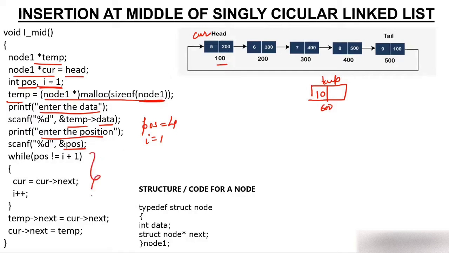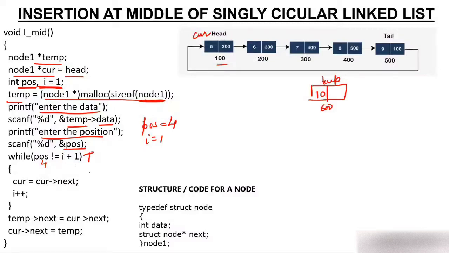Again, I'll use this coding. I have already used this coding in previous videos, so if you have seen my video of the singly linked list, you can have a good understanding of that. But again, I'll explain. Now comes the question: while position is not equal to 1, i plus 1, position is what? 4. What is i plus 1? 1 plus 1, 2. Since 4 is not equal to 2, yes, the condition is true.